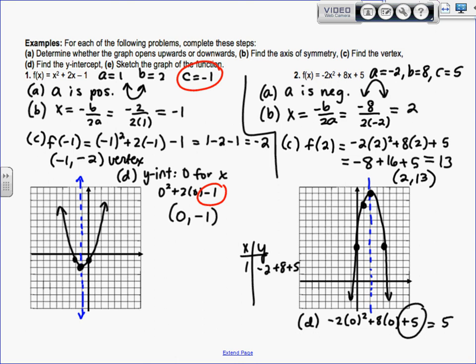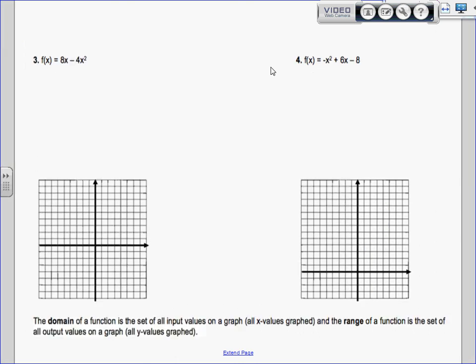Okay, next step. So same stuff. This one's a little bit different. So I have f of x equals 8x minus 4x squared. It's not in that form, so I need to rewrite it. I need to see it as -4x squared plus 8x plus 0. So I can see a is -4, b is 8, and c is 0. So I need to write it in descending order, the standard form for polynomials. All right, so a is negative, so it's going to open downwards.